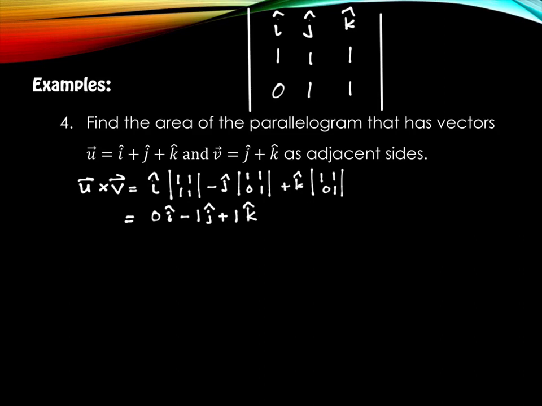No problem. And then we just need to find the magnitude of this. So magnitude means I'm going to have the square root, and then what am I going to do? 0 squared plus negative 1 squared plus 1 squared. Yeah, it's technically negative 1 squared in the middle. I left mine off because I'm going to square it anyway. So what does this give me? Square root of 2. So the area of the parallelogram with adjacent sides u and v is the square root of 2.